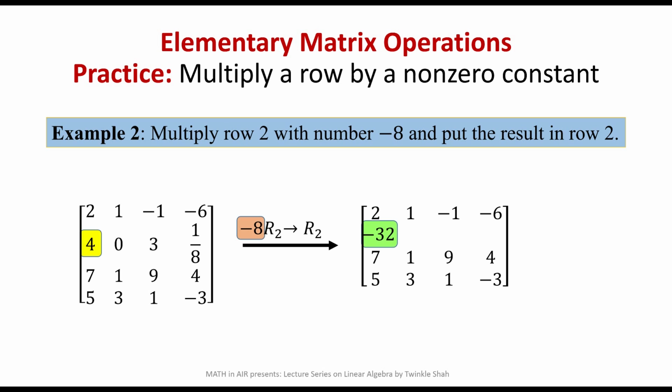Here 4 times negative 8 equals negative 32. 0 times negative 8 equals 0. 3 times negative 8 equals negative 24. And 1 over 8 times negative 8 equals negative 1. And that's the resulting matrix on the right.